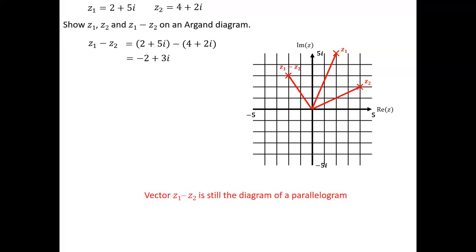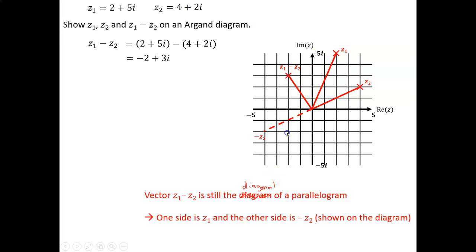Now, this is still the diagonal of a parallelogram. But this time, the sides of the parallelogram are z1 and negative z2.